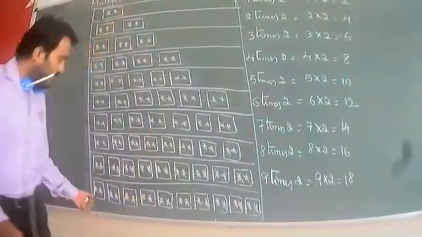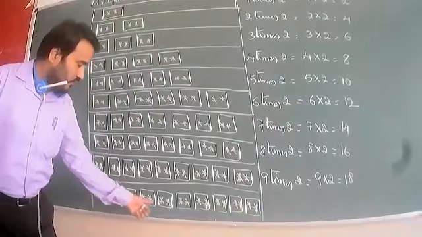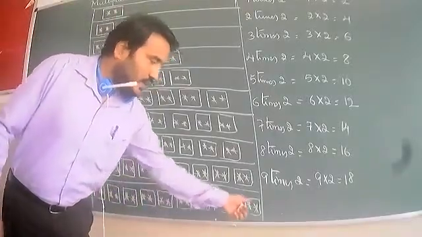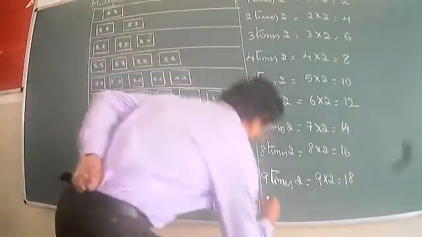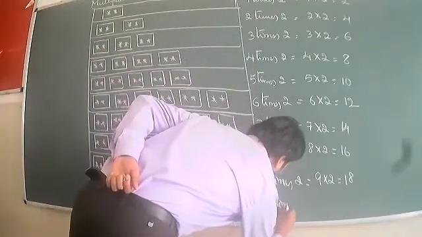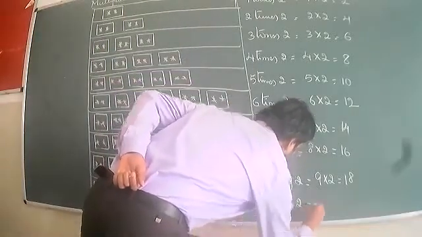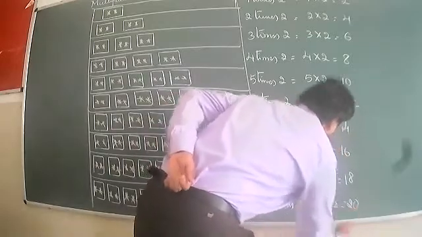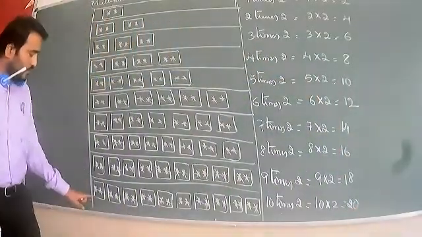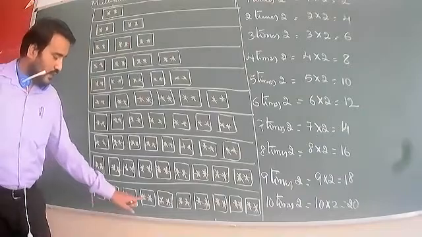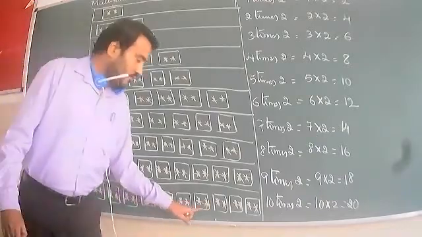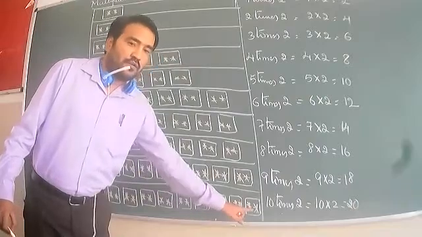How many times is 2 repeated? Last one: 1, 2, 3, 4, 5, 6, 7, 8, 9, 10. So 10 times 2, 10 into 2 is 20. So we can find the answer: 2, 4, 6, 8, 10, 12, 14, 16, 18, 20.